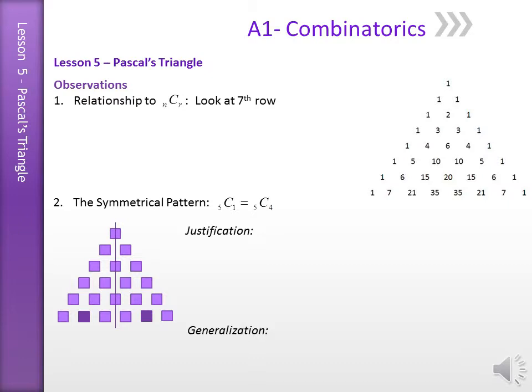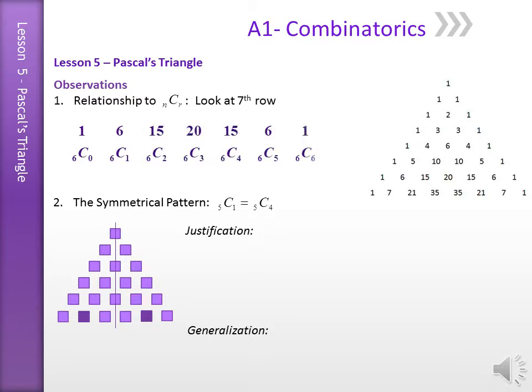We can make 3 observations from this triangle. First, there is a relation to the combinations that we have just completed. Look at the 7th row: 1, 6, 15, 20, 15, 6, and 1. And notice these numbers can be generated using combinations.